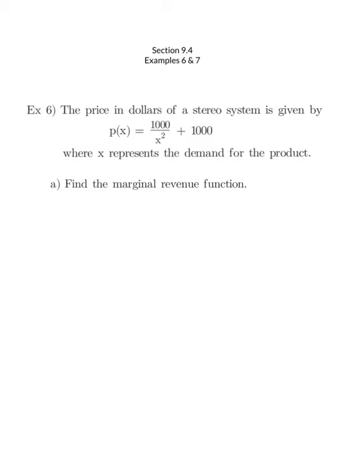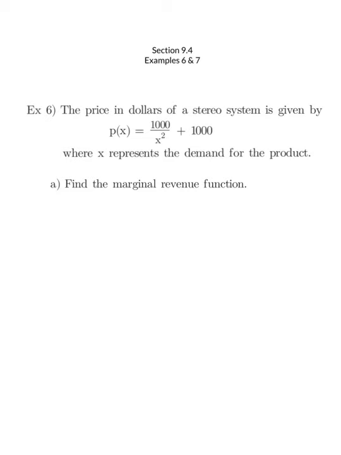In example 6 from section 9.4, we are told the price in dollars of a stereo system is given by the function p of x equals 1,000 over x squared plus 1,000. We are further told that x represents the demand for the product. So this means how many of the items will be sold.